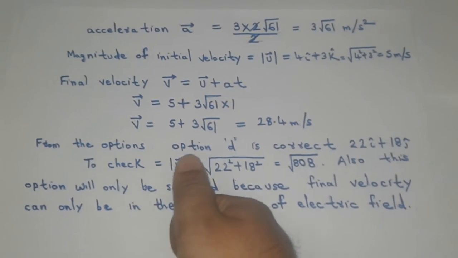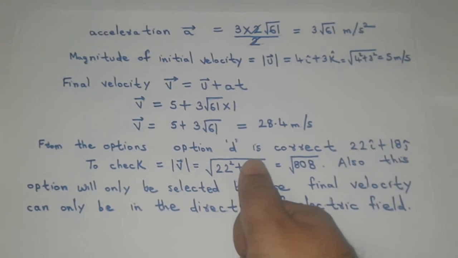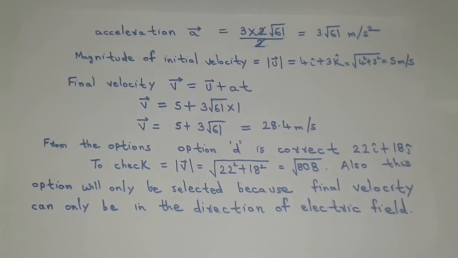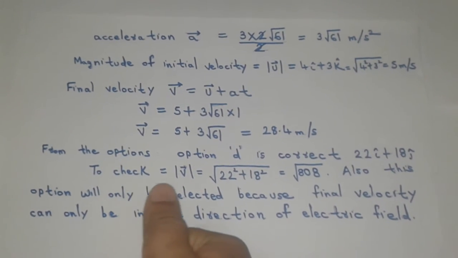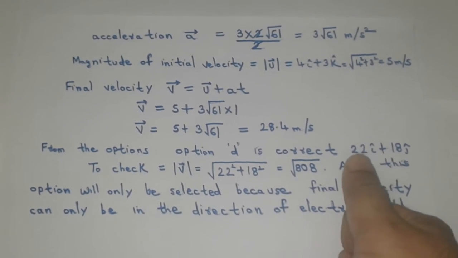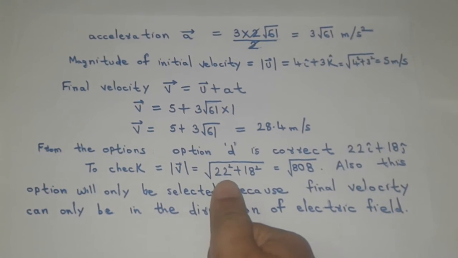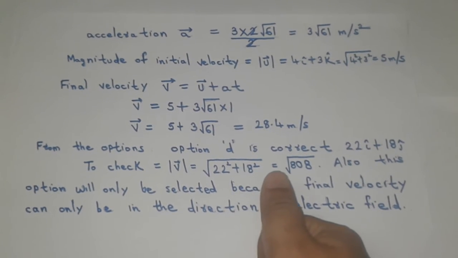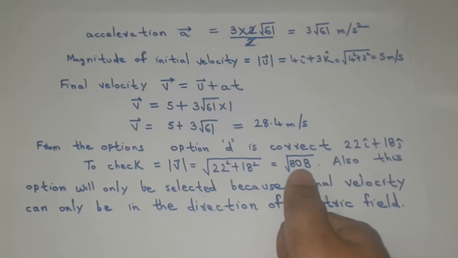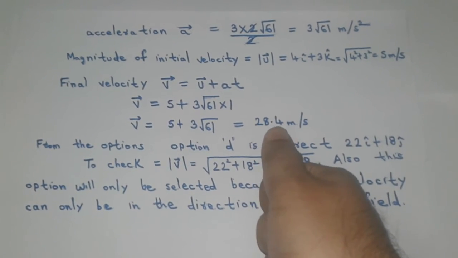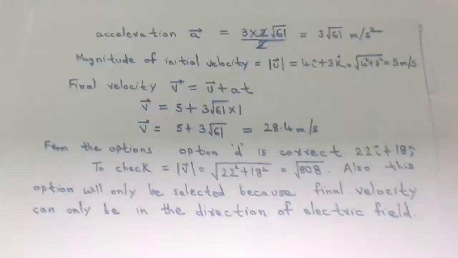So from the options we can choose option D, which is 22 i cap plus 18 j cap. We can check it as we can find the magnitude of the final velocity. So it works out to be under root 22 square plus 18 square, which is under root 808. On taking the square root, we get the answer as 28.4 meter per second.